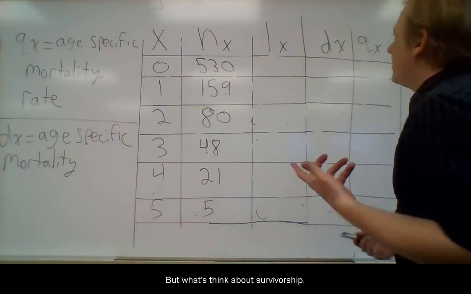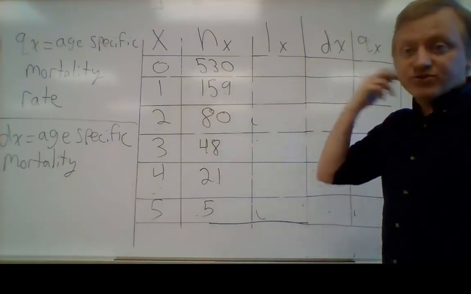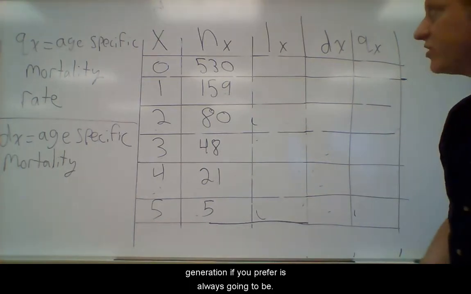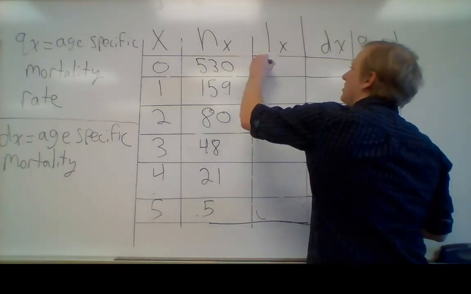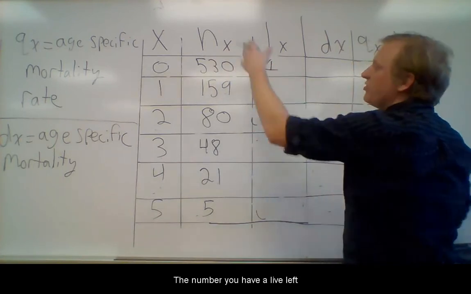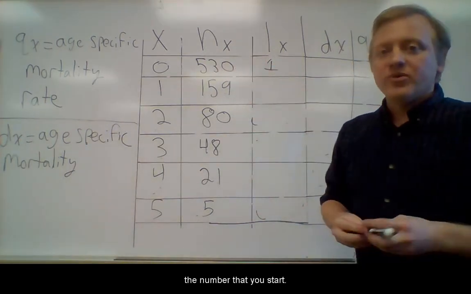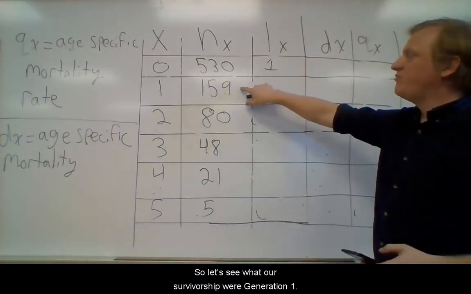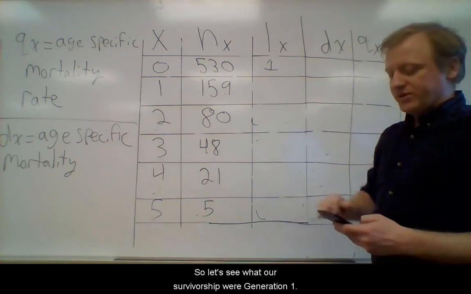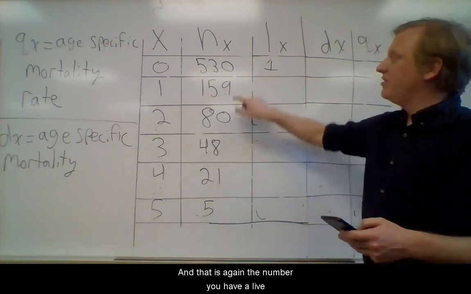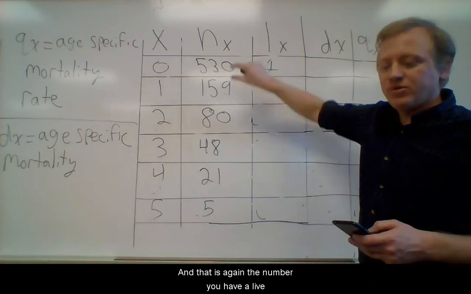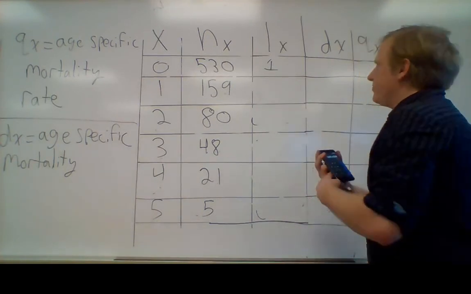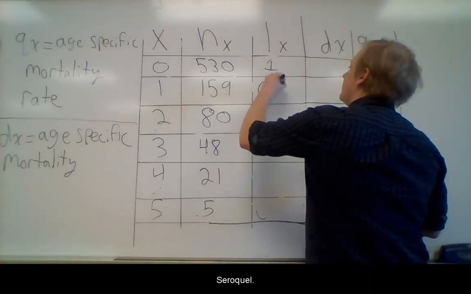But let's think about survivorship here. Survivorship in the first generation, or the 0th generation if you prefer, is always going to be equal to 1. Because it is the number you have alive left divided by the number that you started with. So let's see what our survivorship for generation 1 is going to be. And that is, again, the number you have alive divided by the number that you started with. So 159 divided by 530 gives us 0.3.